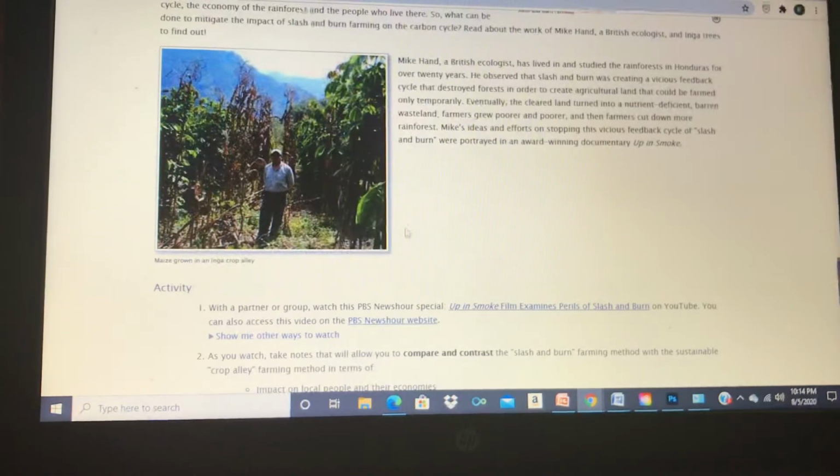And then this is a picture. He's an ecologist. He has lived in and studied the rainforest in Honduras. And he has observed slash and burn and was creating a vicious feedback cycle that destroyed forests in order to create agricultural land that could be farmed only temporarily. So, he's describing that. The cleared land turned into a nutrient-deficient, barren wasteland. So that's exactly what we said. Farmers grew poorer and poorer, and then the farmers cut down more rainforest.